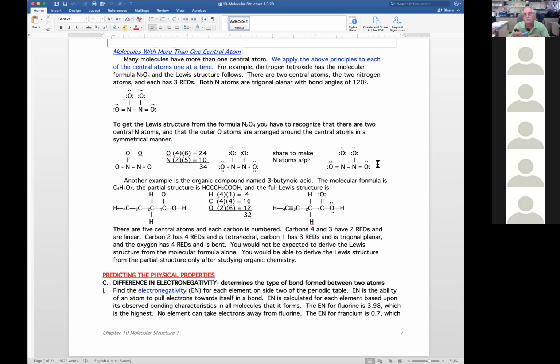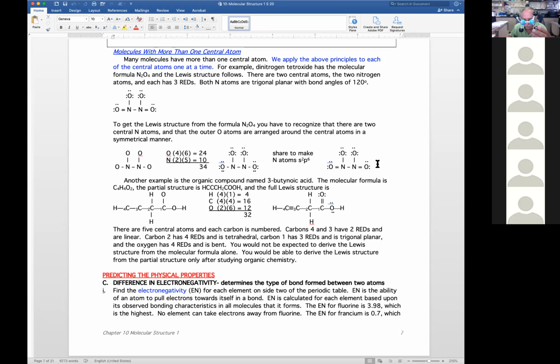So I didn't put all the non-bonding electron pairs on the oxygen. So here's the two nitrogens. Here's two oxygens bonded to that nitrogen and two more bonded to that nitrogen. Notice that for a double bond, you really cannot rotate them around. But for this single bond, you can rotate them around like this. Can you see that?